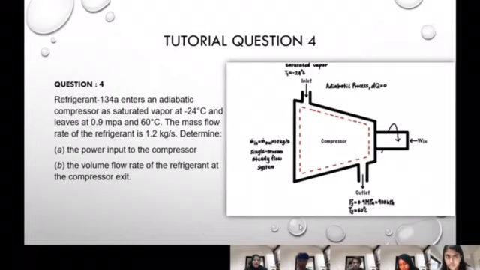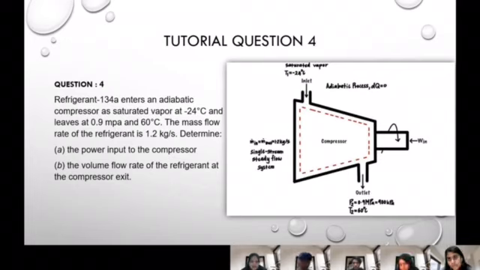Refrigerant 134a enters an adiabatic compressor as saturated vapor at -24 degrees Celsius and leaves at 0.9 MPa and 60 degrees Celsius. The mass flow rate of the refrigerant is 1.2 kg per second. Determine the power input of the compressor and the volume flow rate of the refrigerant at the compressor. This is the schematic diagram, with the inlet stream and outlet stream.